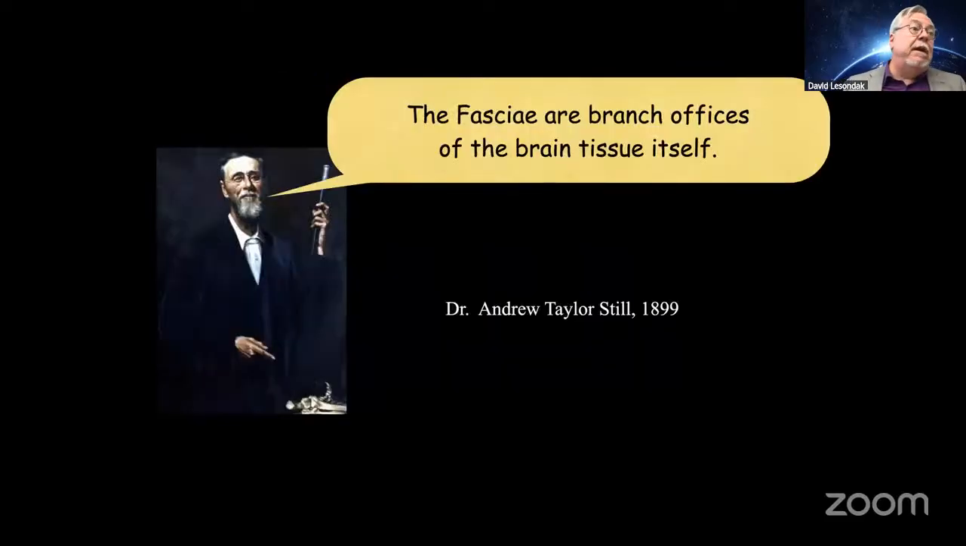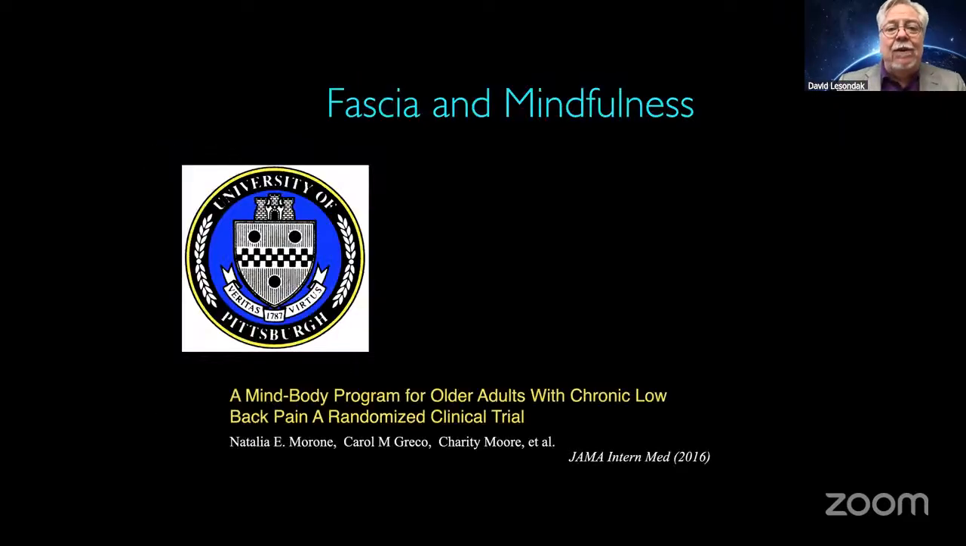And the founder of osteopathy used to say that the fascia, that's plural, fasciae, the fascia are the branch offices of the brain itself. And he's an old timer from 1899. How did he figure that out? Nobody's really sure. But the evidence is mounting that he was not wrong. He was much closer to right than he was wrong.